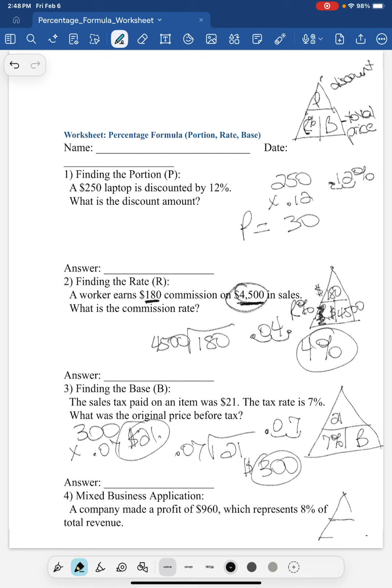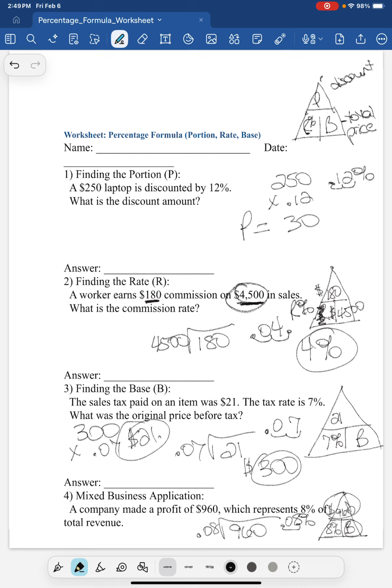See, sometimes you have to read very carefully to make sure you've read the whole problem. So 960 is the portion because that's the profit. And total revenue is going to be more than the profit because every dime you make in business is not profit. So we're trying to find base, and we know that this represents 8% of this. So again, we're going to set it up with our division problem. We're going to have our 960 portion divided by our 8% rate. Remember, we need to make it a decimal to do the division.